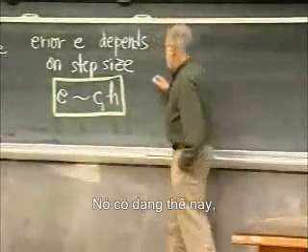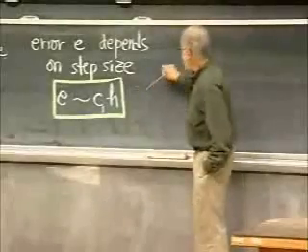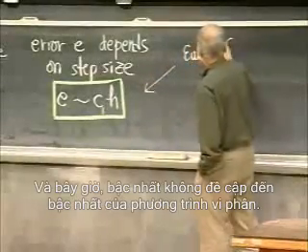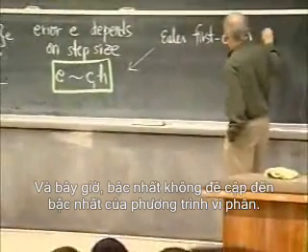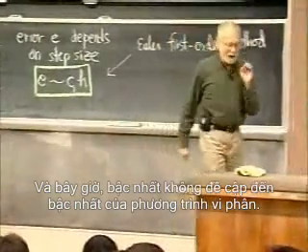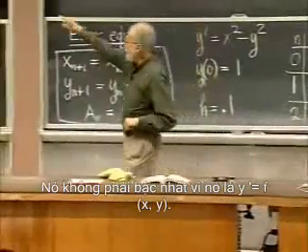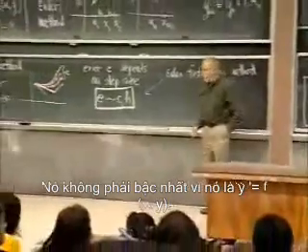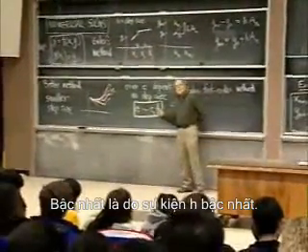It looks like this, and for this reason, it's called first order. Euler is a first order method. And now, first order does not refer to the first order of the differential equation. It's not that use of the word first. It's not first order because y prime equals f of x, y. First order means the fact that h occurs to the first power.